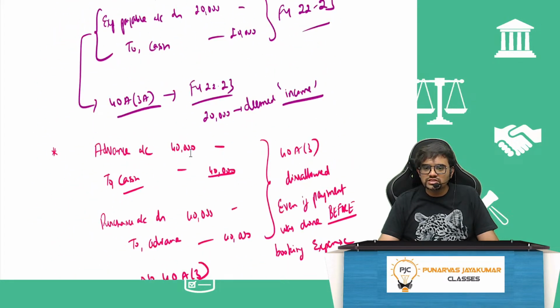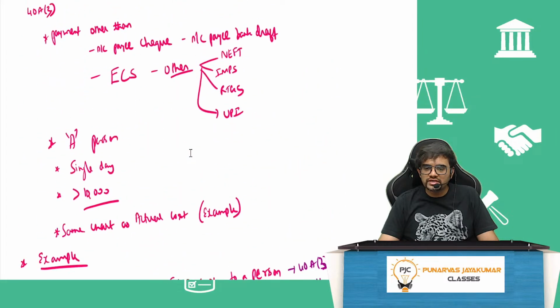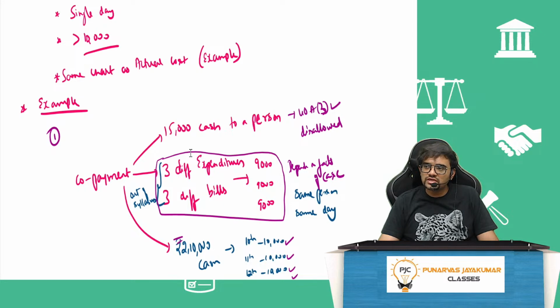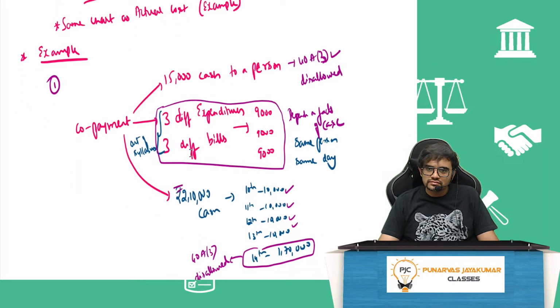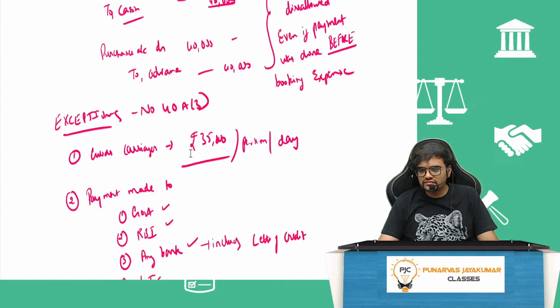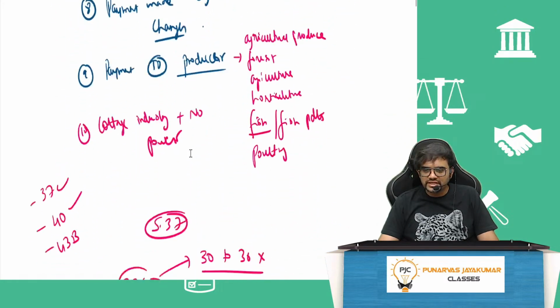So that was regarding 40A(2) and 40A(3). Section 36 done, 40A(2) done, 40A(3) done. Next what remains? 40(a)(i), 40(a)(ia), 37, then maintenance of accounts, tax audit, and presumptive taxation. That's it, over. In 20 to 25 minutes, we'll finish off. Yes, next.